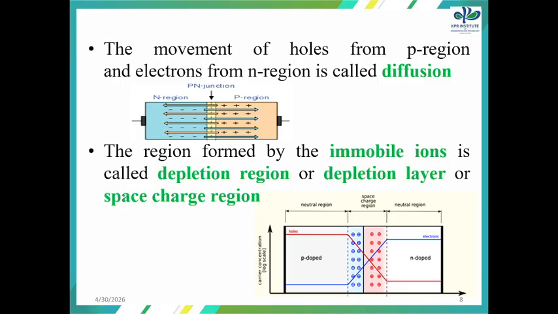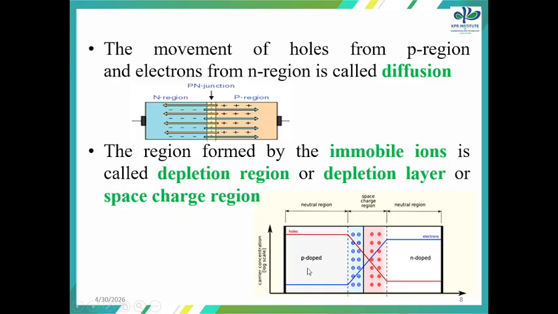This diagram shows the movement of holes from the P region and electrons from the N region. Let us see this diagram. It consists of the N region and the P region. In between, we have the PN junction layer. The region formed by the immobile ions is called the depletion region, depletion layer, or space charge region.